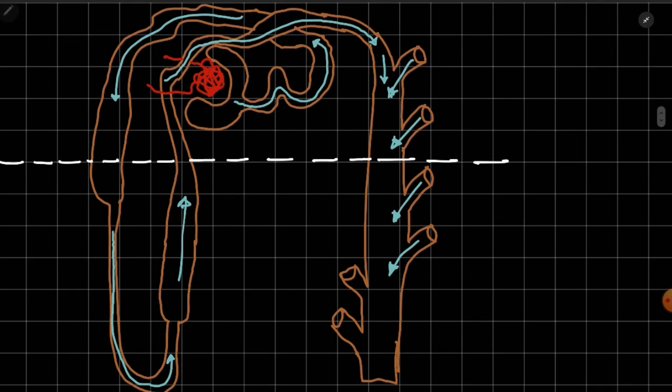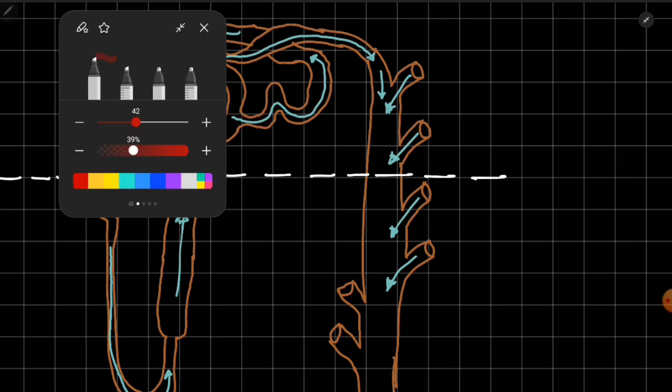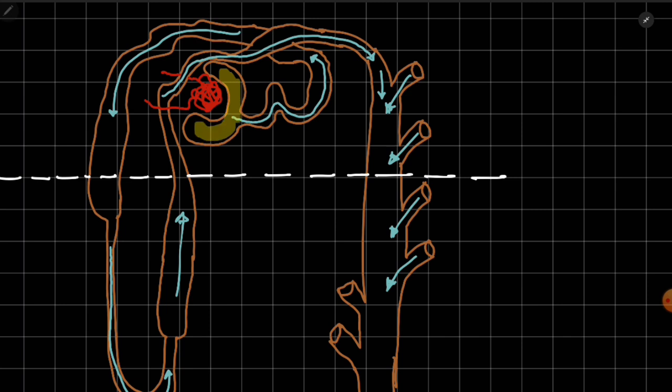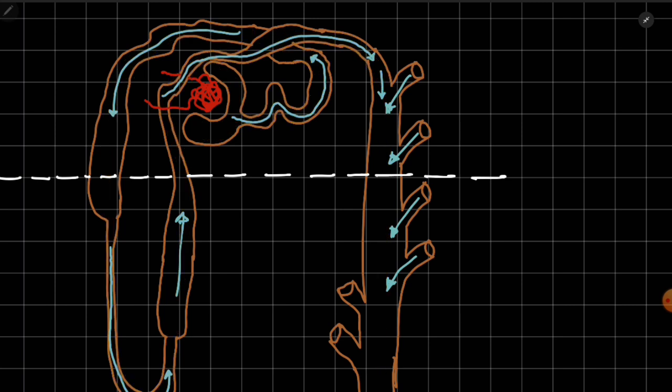Why is this diagram important? First, we will show the flow of urine. Let me show it in yellow. The urine goes from here, and the arrow represents the direction of urine. It goes through this tube, then downwards, then from this side, then from this side, and then finally to the collecting ducts, and then it opens into the renal pelvis.